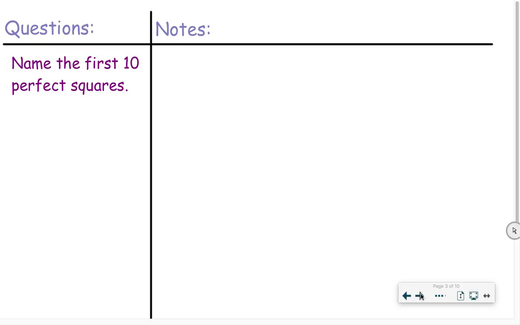All right, name the first 10 perfect squares. So this list we're going to get a lot of use out of in the first few slides in this lesson. So make sure you make this list in your notes.